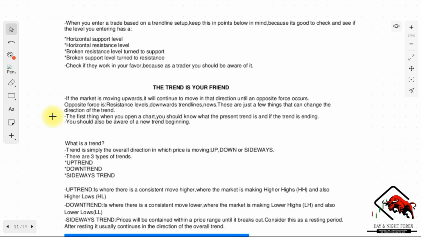This is what we want you to keep in mind, as we have seen with our examples how it should look. That's the first section of this trend line strategy, and in the second section we're going to talk about how the trend is your friend. So let's jump straight into that.